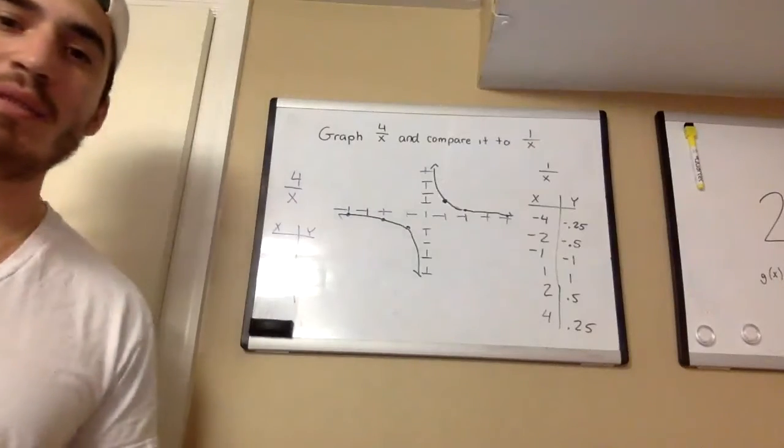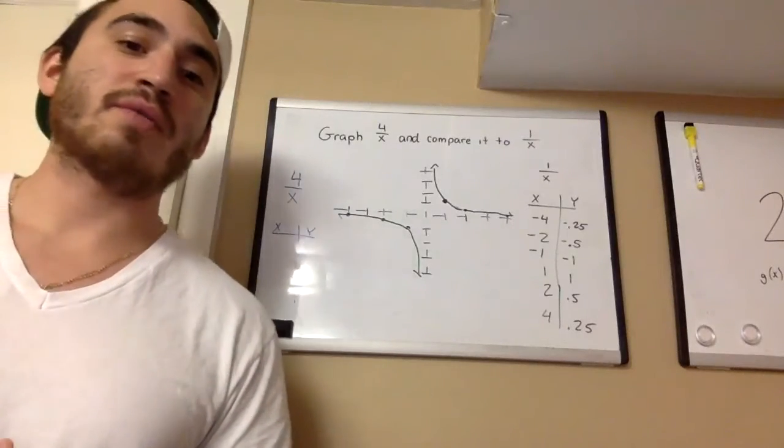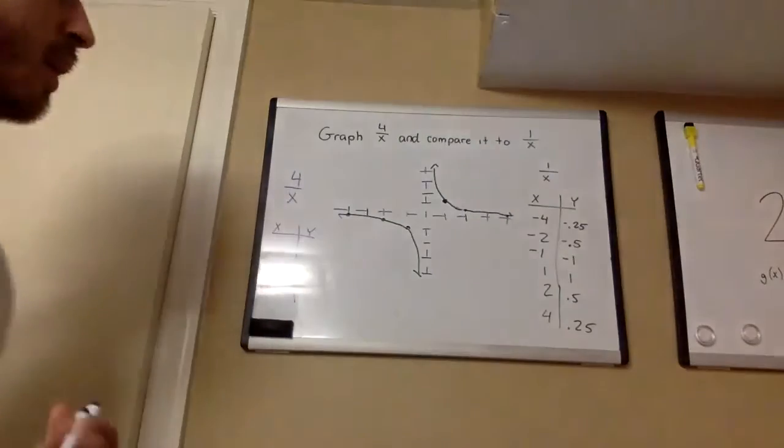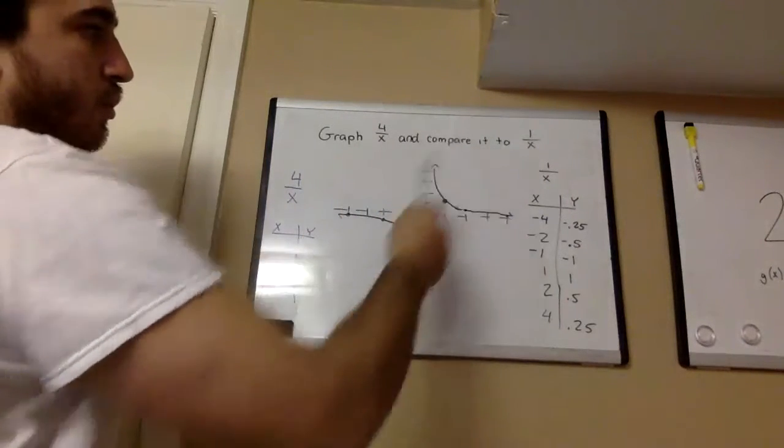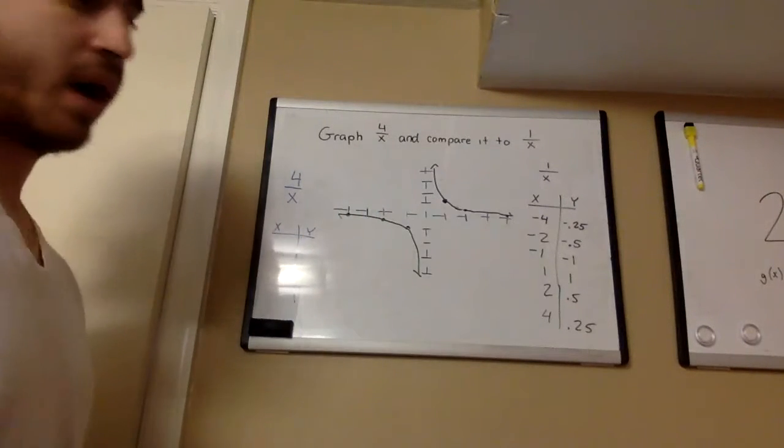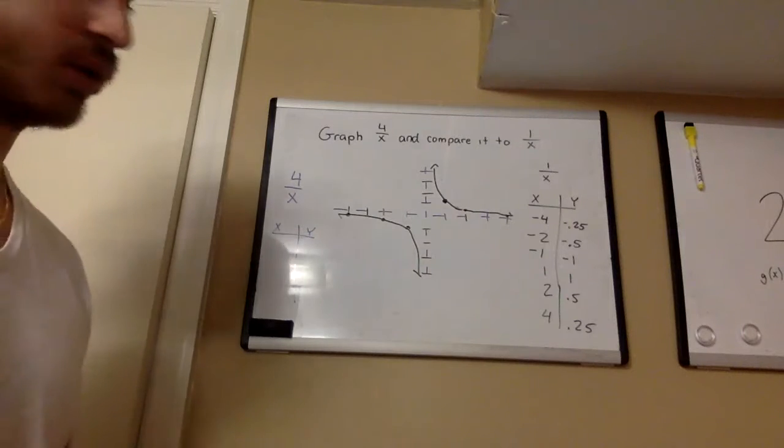Hey guys, today I'm going to be teaching you how to graph rational functions. So let's just get into it. The first type of question they're going to ask you is graph 4 over x and compare it to 1 over x. So I already graphed 1 over x just to show you guys.